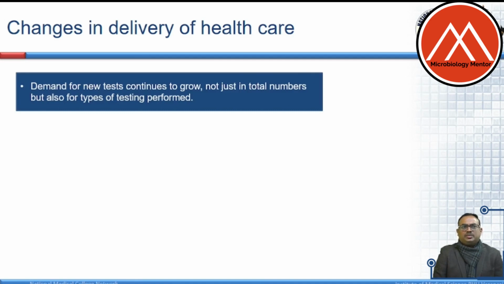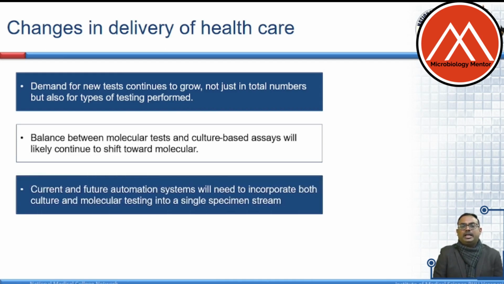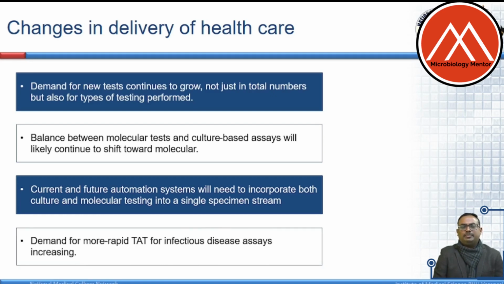So the changes expected are, like, the demand of new tests will continue to grow, not only in total number of tests, but also the types of the test which is going to be performed. At the same time, the balance between the molecular test as well as conventional test like conventional culture will definitely shift towards the molecular test. At the same time, current and future automation will be needed to incorporate both culture and molecular testing into the single specimen stream. At the same time, demand for more rapid turnaround time for infectious disease assay will also increase.